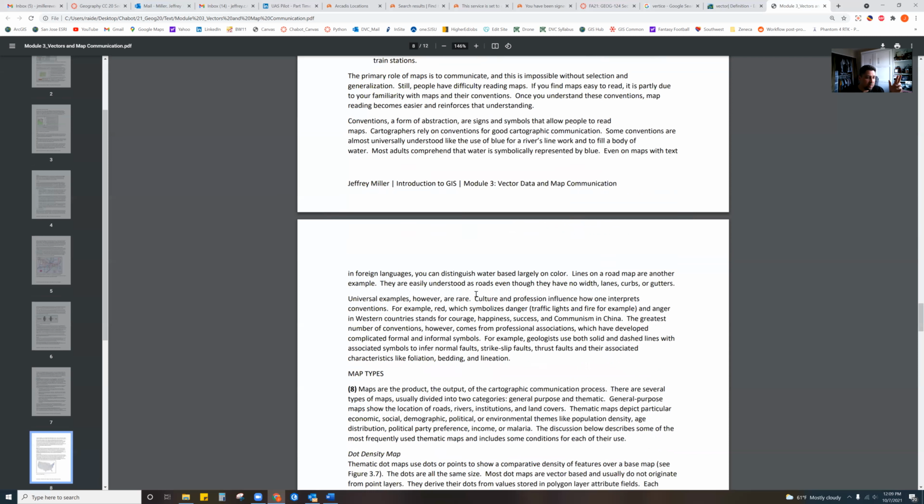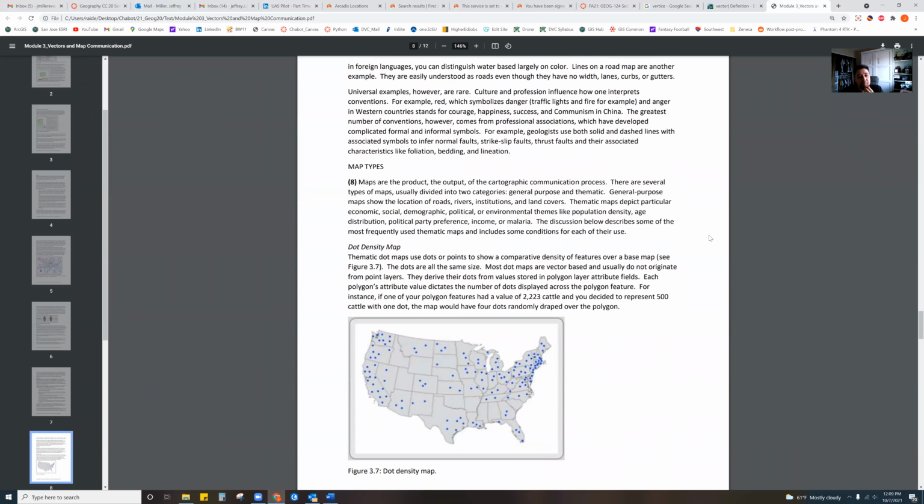Okay, continuing on. Let's close here with talking about different map types. Okay, map types. Now, generally speaking, we say there are two map types that you're going to be working with, and again, this is based on purpose. Really, the purpose is going to drive this. So is it a general purpose map?